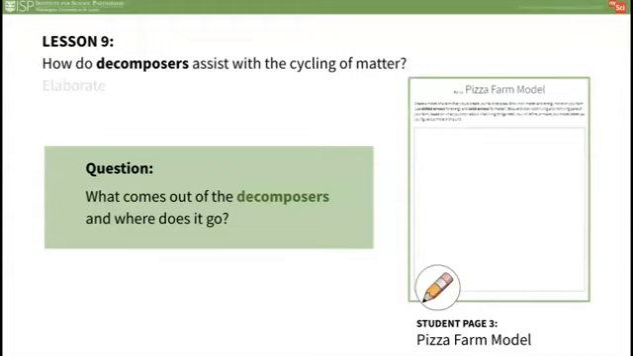In the elaborate portion of this lesson, ask students to take out their pizza farm models and refine them further. Students should now be able to add decomposers to their farm, drawing matter and energy arrows going to and from the decomposers as they break down dead things on the farm. They should know from what they have learned in this lesson that carbon dioxide comes out of the decomposers and goes to the plants. You may want to give students time to give peer feedback on their models using a gallery walk strategy and post-its.